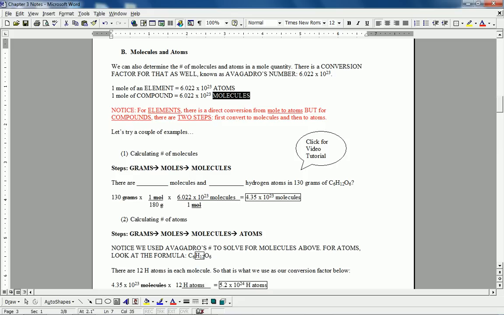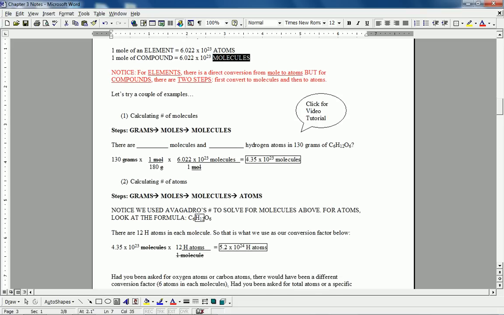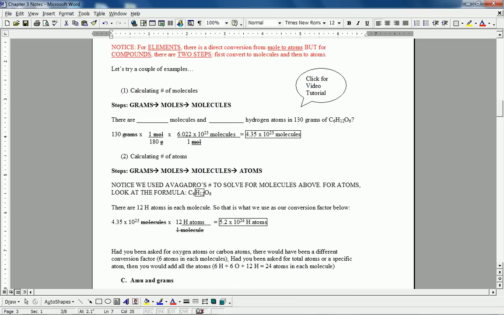So let's take a look at a couple of examples here that we're going to try. Of course, we're going to utilize the gram to mole concept that we learned in the last tutorial, so that we can incorporate it into this next step. The steps are that, of course, if we have grams, we can convert to moles using the atomic mass or the molecular mass. And from moles, we can convert to molecules using Avogadro's number.